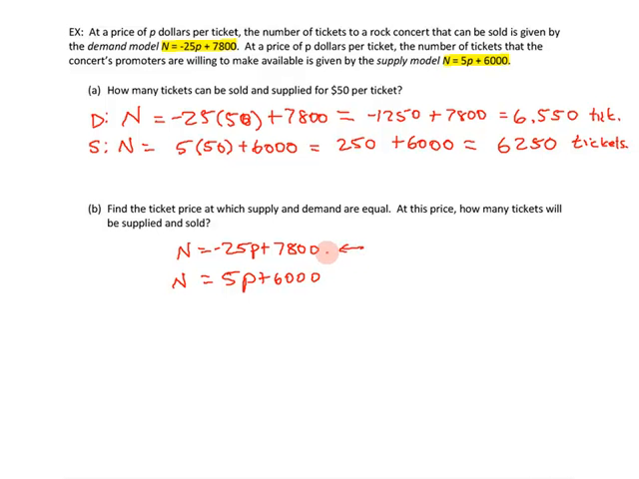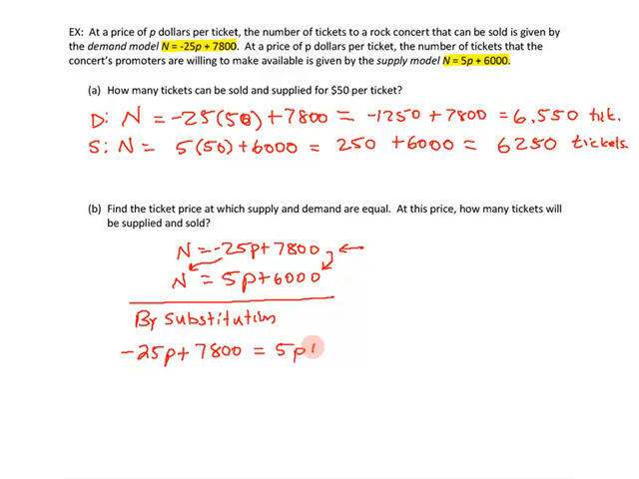So let's take the first equation and substitute it into the second equation. Right? That is, I have N is equal to negative 25p plus 7,800. Let's plug this right-hand side in for N right there. Replace N in the other equation. So by substitution, I will have, replacing this N with what it's equal to in the other equation, negative 25p plus 7,800 is equal to 5p plus 6,000.